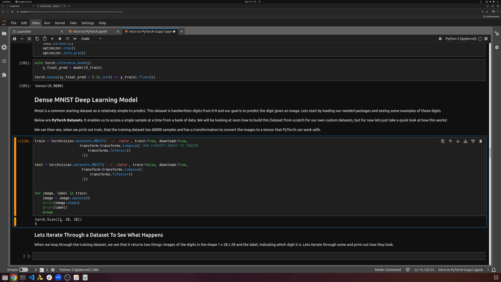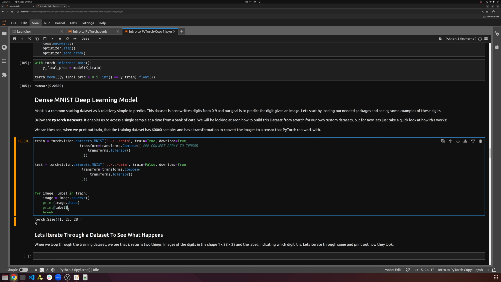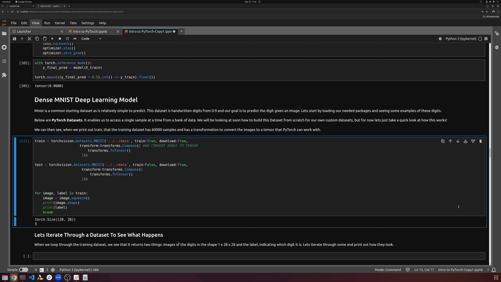A redundant dimension is a dimension with just 1, right? Like this 1 doesn't really do anything. If this was 3, then we'd actually need it, because there's information there. But if it's 1, it doesn't really matter. So image.squeeze will just get rid of that 1 and leave us with the 28 by 28 that's left.